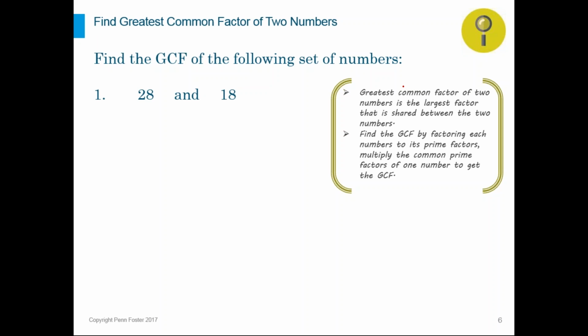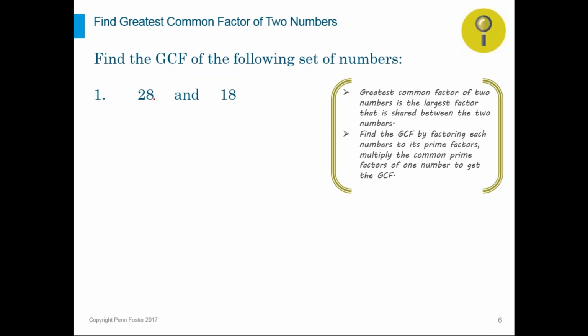So let's start by remembering how we find the greatest common factor between two numbers, 28 and 18. Just to make sense of what the greatest common factor means: we know that each number, if it's not a prime number, has a bunch of factors. So 28 has a bunch of factors. Some of those factors are prime factors.